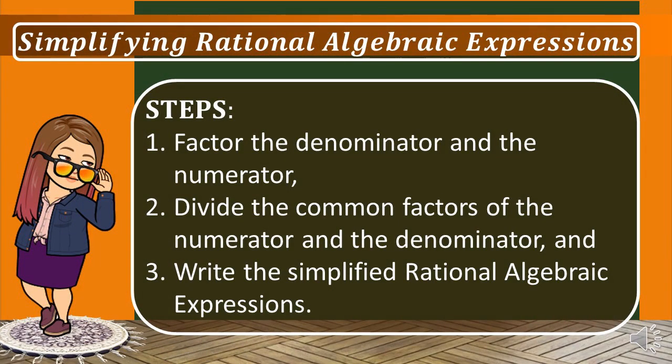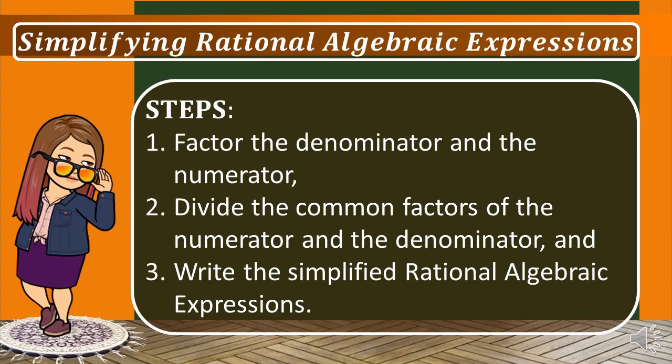So, how about rational algebraic expressions? How do we simplify them? We follow the steps. First, factor the denominator and the numerator. Then divide the common factors of the numerator and the denominator. And of course, write the simplified rational algebraic expression.